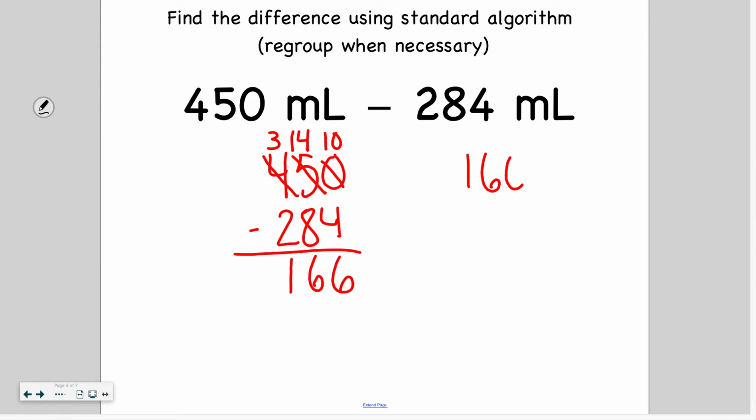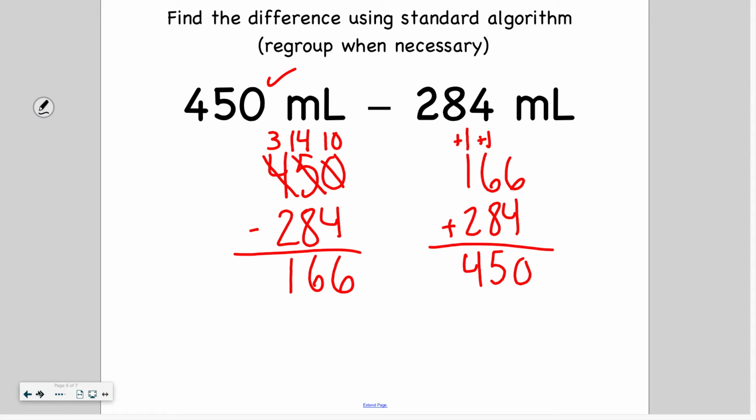166 plus 284 should equal 450. Let's check this. 6 plus 4 is 10. Regroup the 1. 1 plus 6 is 7, and 7 plus 8 is 15. Regroup the 1. And 1 plus 1 plus 2, that is 4. So we are, in fact, correct.